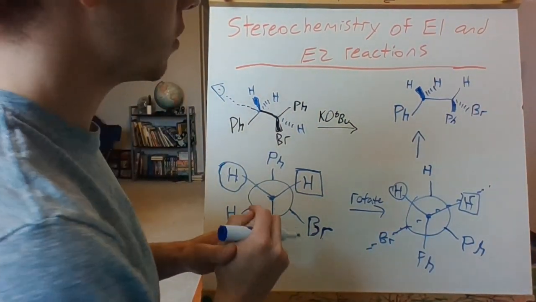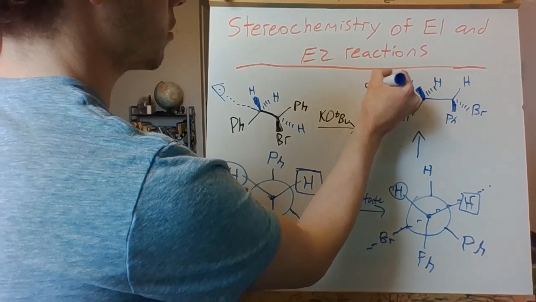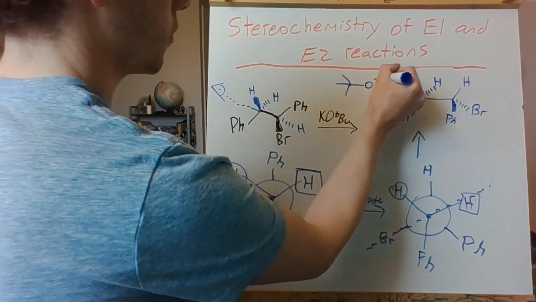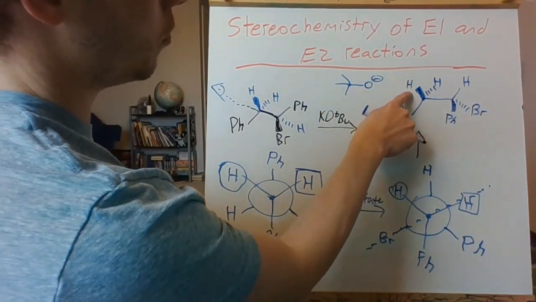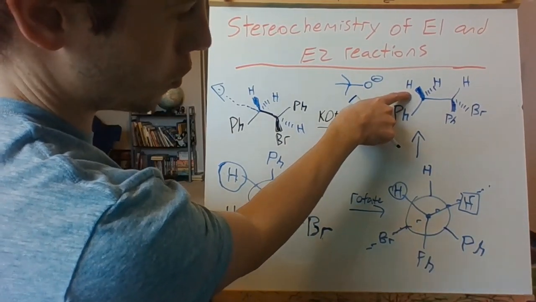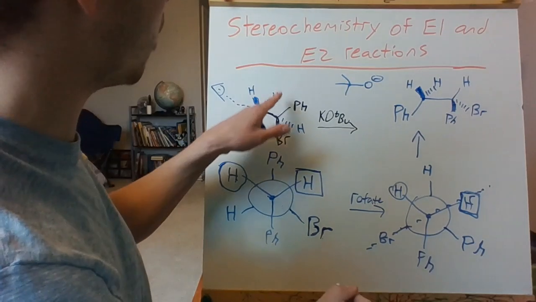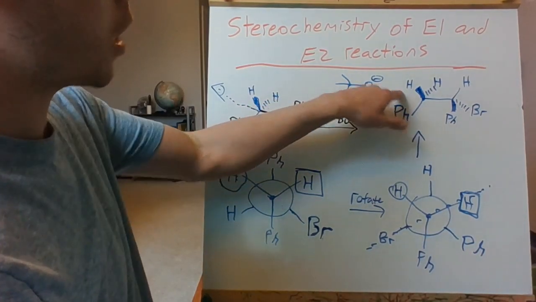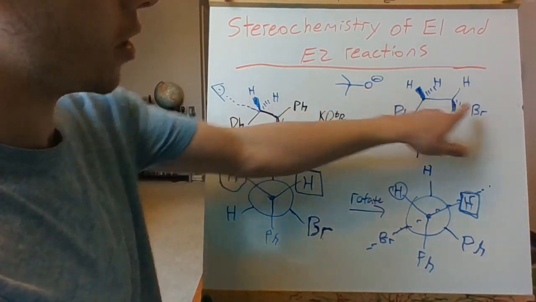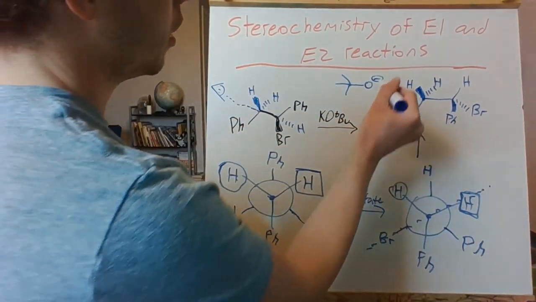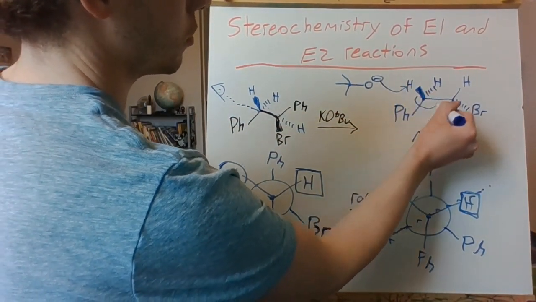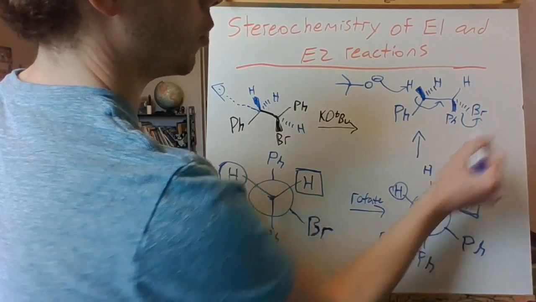So now we can see that once we take our base, or our tert-butoxide, shown here, we're going to grab this proton right here, which corresponds to this squared proton. Remember, before we grabbed the hydrogens going away. This time we're grabbing the hydrogens coming towards us because it's anti to this bromine. So we grab our hydrogen, we move those electrons down, and we kick off our bromine.